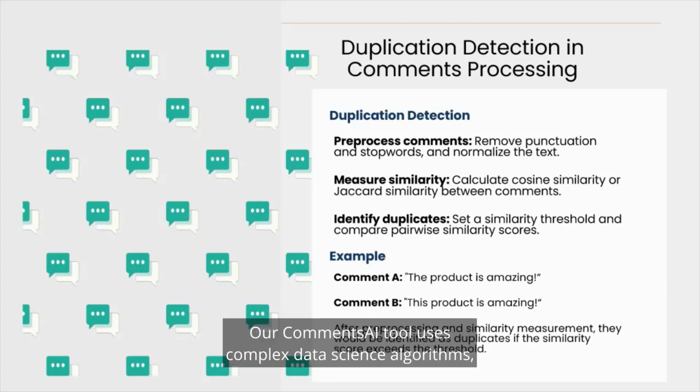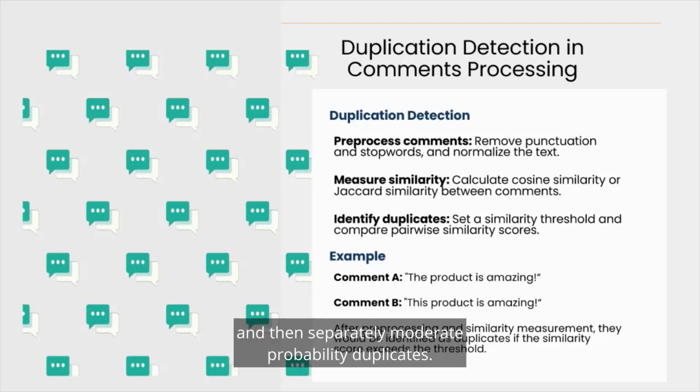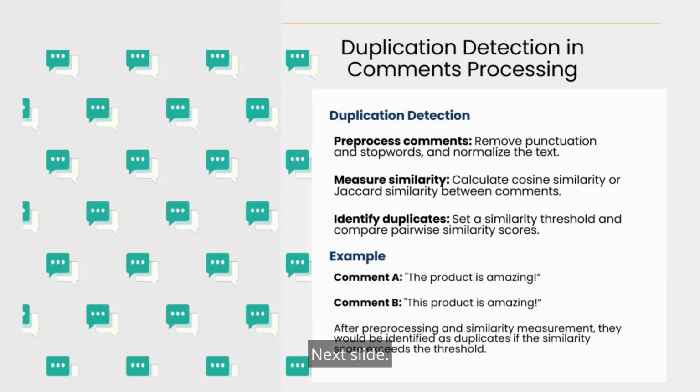Next. So as I mentioned earlier, duplication identification is another very important feature. Our Comments AI tool uses complex data science algorithms like natural language processing to identify high probability and then separately moderate probability duplicates. Next slide.